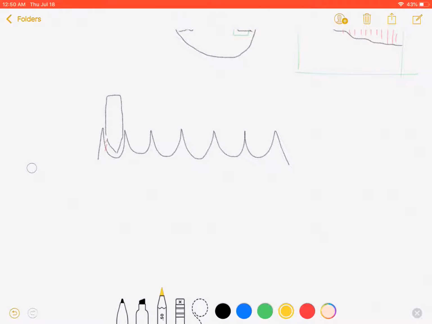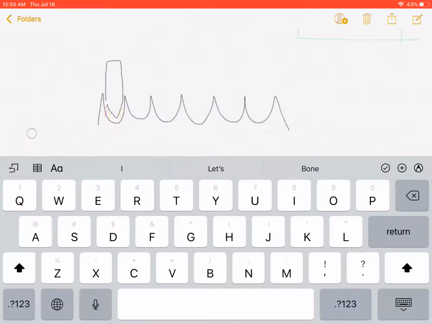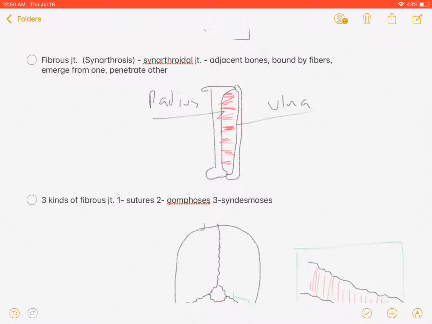Right here, your gomphoses, right there. All right, and so we saw our sutures, we saw our gomphoses, and we already saw our syndesmoses, which is that interosseous membrane between these bones right here, radius and ulna, and the tibia and the fibula. It's like a webbing, so to speak.